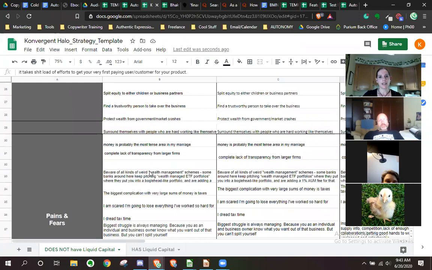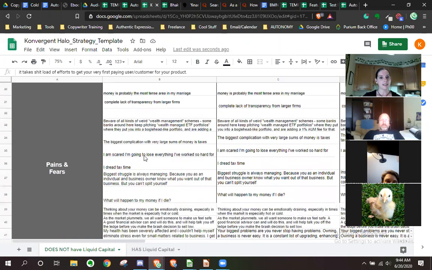Again, there's lots of different angles to this. Don't skimp on this. It can be a little unnerving at first. You've got to do a lot of searching to really find the different areas where you're going to get the answers that you're looking for, the really juicy stuff. Pains and fears. The biggest complication with large sums of money is taxes.